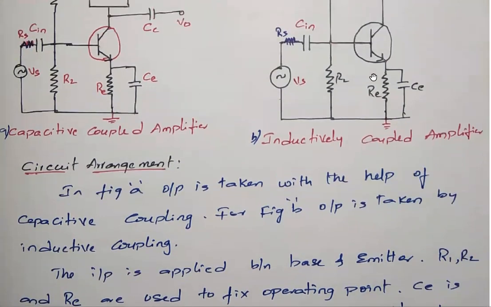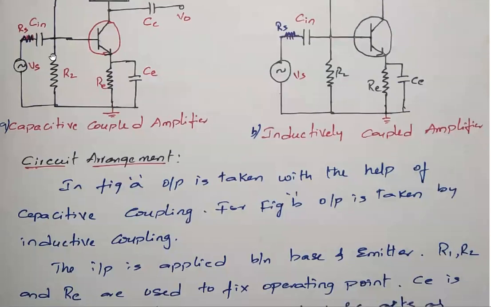The input is applied between the base and emitter, and R1, R2, and RE are used to fix the operating point. What is the purpose of these resistances? The three resistances R1, R2, and RE are used to fix the operating point, that is, to fix the operating point stably so that the circuit operates properly.